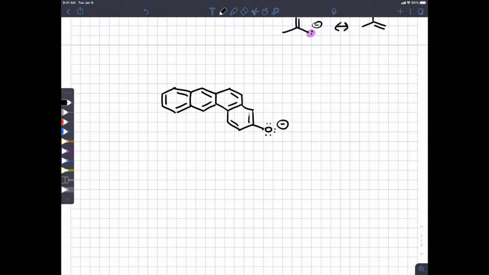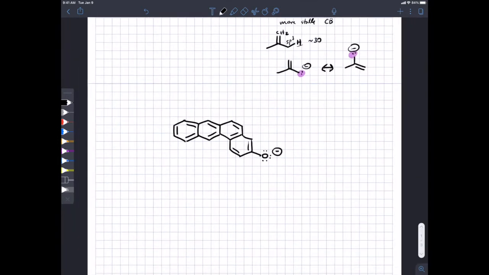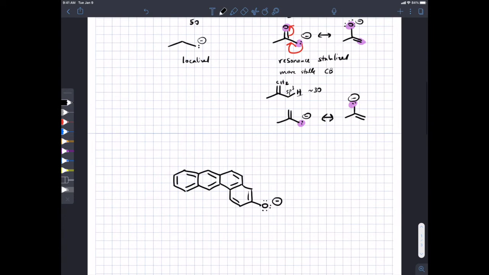It feels like the files in your brain are on fire and you don't know what to do and you give up. The challenge will be, can you take a deep breath and rely on what you know and have confidence in it and use it? So how do we draw resonance structures? Let me show you how not to approach the problem.